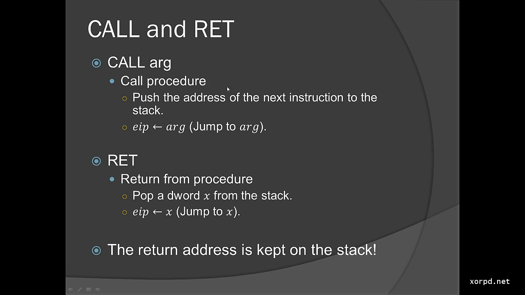Basically, Call does the following two things. First, it pushes the address of the next instruction to the stack. What do I mean by the next instruction? I mean the next instruction after the Call instruction. So first, it pushes the address of the next instruction to the stack. And next, it jumps to the location arg. I remind you that Call takes one argument. Jumping is equivalent to changing the value of EIP. I remind you that EIP stands for Extended Instruction Pointer, and it always points to the current instruction.